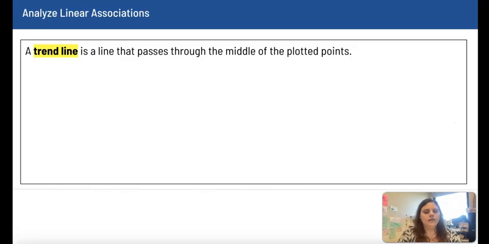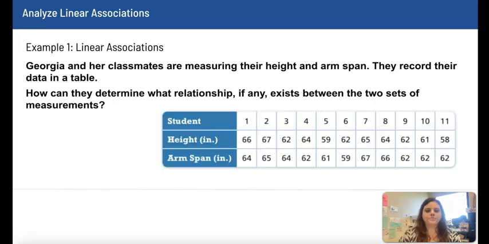One new piece of vocabulary for this lesson is a trend line. A trend line is a line that passes through the middle of the plotted points, so it shows the trend of the data. In example 1, we are looking at linear associations.